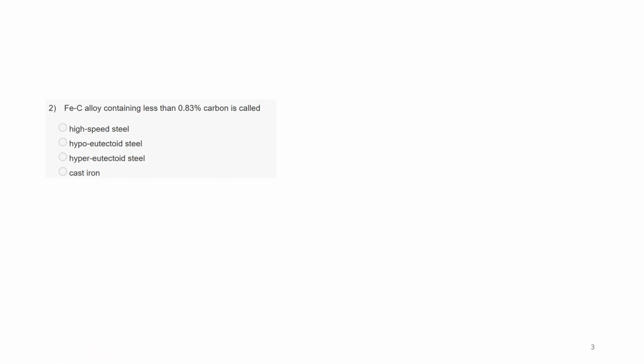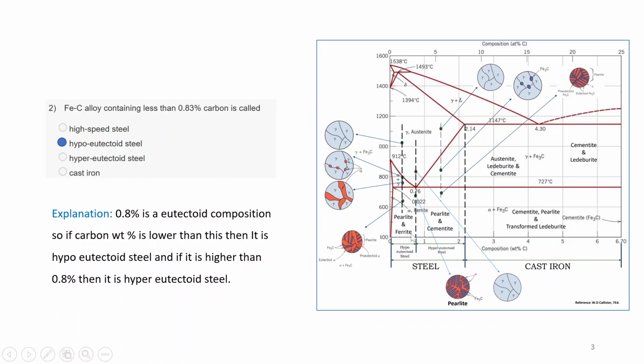Next question is iron carbon alloy containing less than 0.83% carbon is called. The options are high speed steel, hypereutectoid steel and cast iron. So the correct answer is hypoeutectoid steel. For answering these type of questions you should remember this particular diagram. At 0.8% you have eutectoid steel, and for 4.3% you have eutectic composition for cast iron. Below that you will have hypo, above that you will have hyper, and also in case of eutectoid and eutectic both.